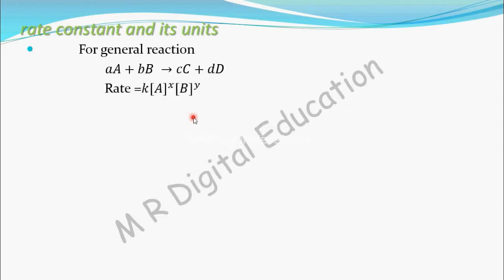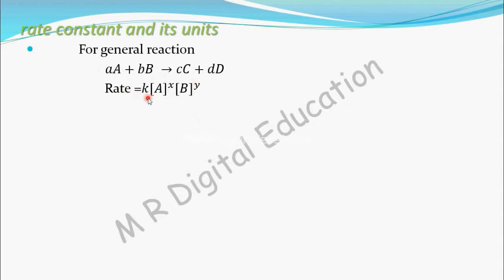Let's see what is rate constant and what are all its units. You know that for a general reaction, that is a moles of A plus b moles of B gives c moles of C plus d moles of D, we can write the rate law as rate equal to K, that is rate constant, into concentration of reactant A to the power x into concentration of reactant B to the power y.